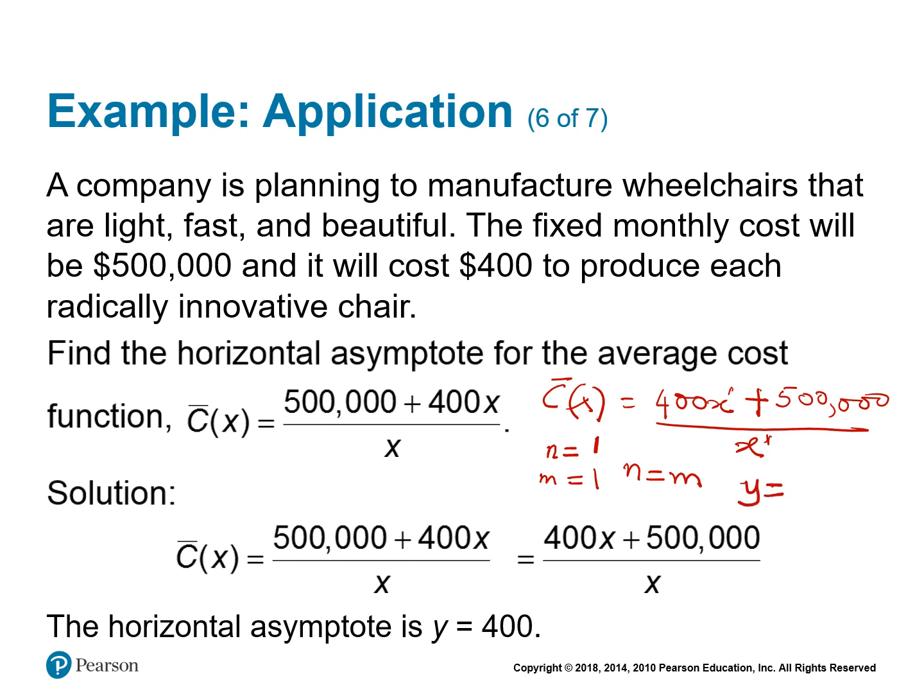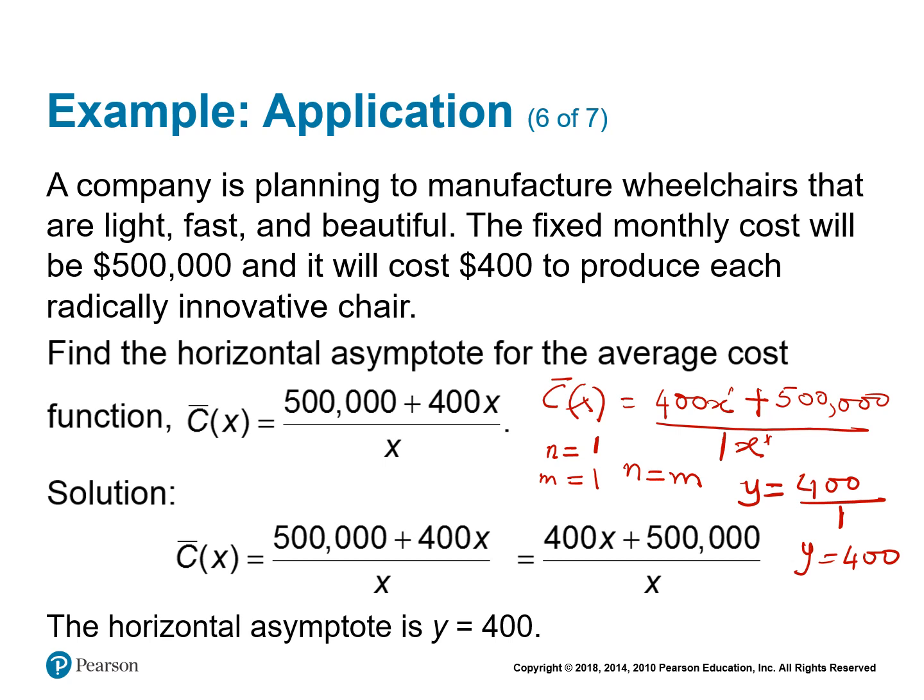So we see that n is equal to m, and when that happens, the horizontal asymptote equation is formed using the coefficients of the leading terms. We create a ratio using the coefficients of the leading terms. So the coefficient in the numerator is 400, and the coefficient in the denominator is 1, so 400 divided by 1. So y equals 400 is the line of the horizontal asymptote.